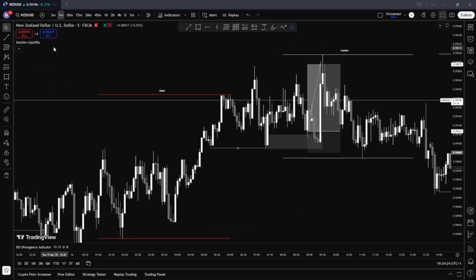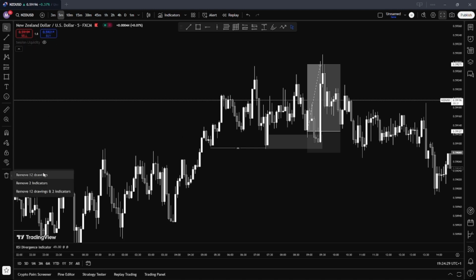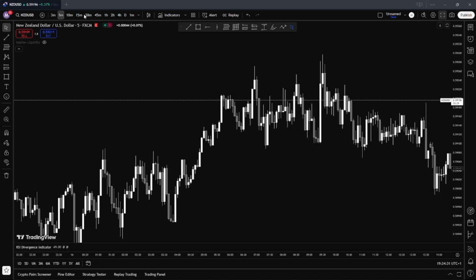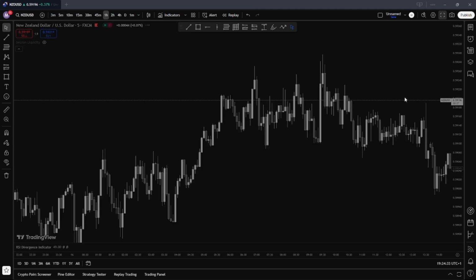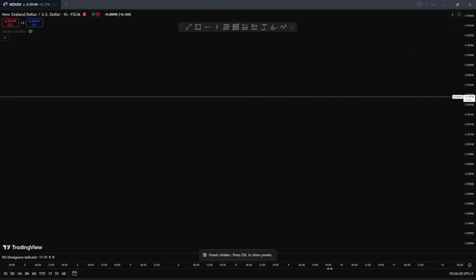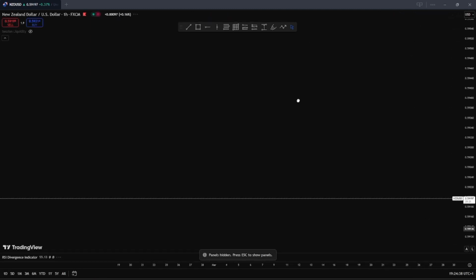Today's trade is on NZD. So, okay, let me quickly turn this off. Give me a minute. Quick analysis: why did I take this trade? I will explain in one minute. Now, getting to the 1 hour time frame.